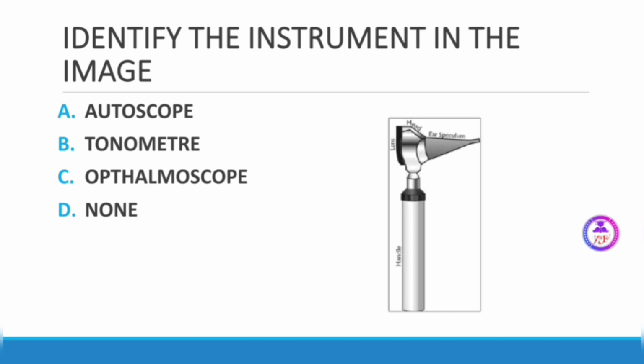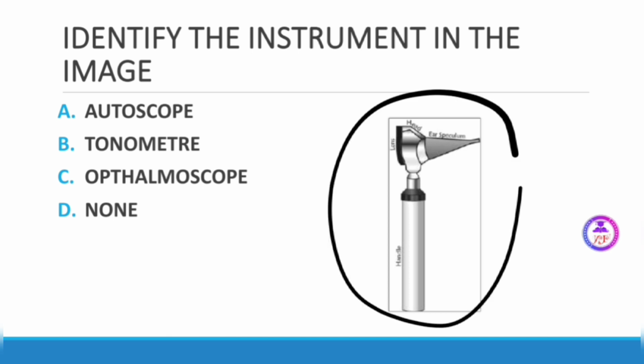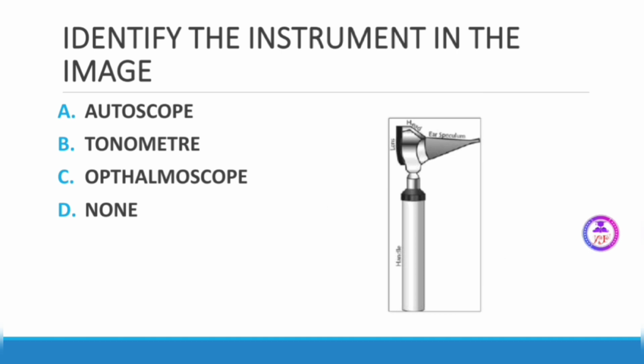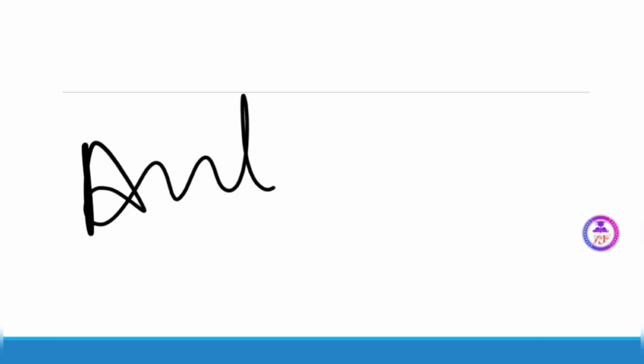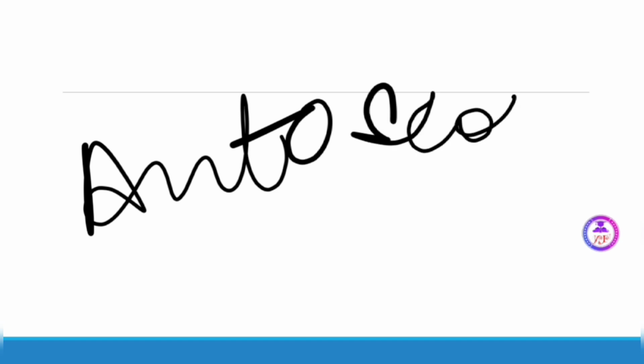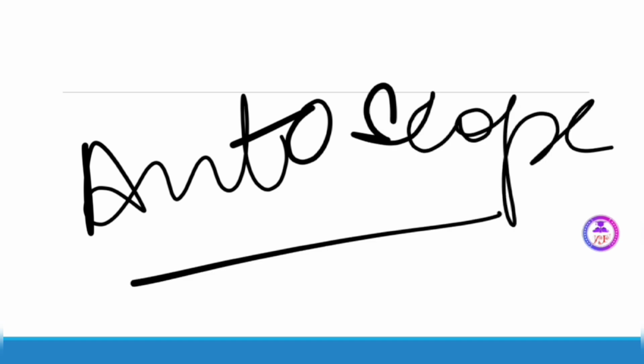Identify the instrument in the image. See, we have to see this instrument. There is an earpiece, ear speculum, there is a head, there is a lens, and there is a body handle in which there is a battery. So is it an otoscope, a tonometer, ophthalmoscope, or none of the above? So this instrument is an otoscope used by head and neck and throat surgeons to identify or to evaluate your ear.